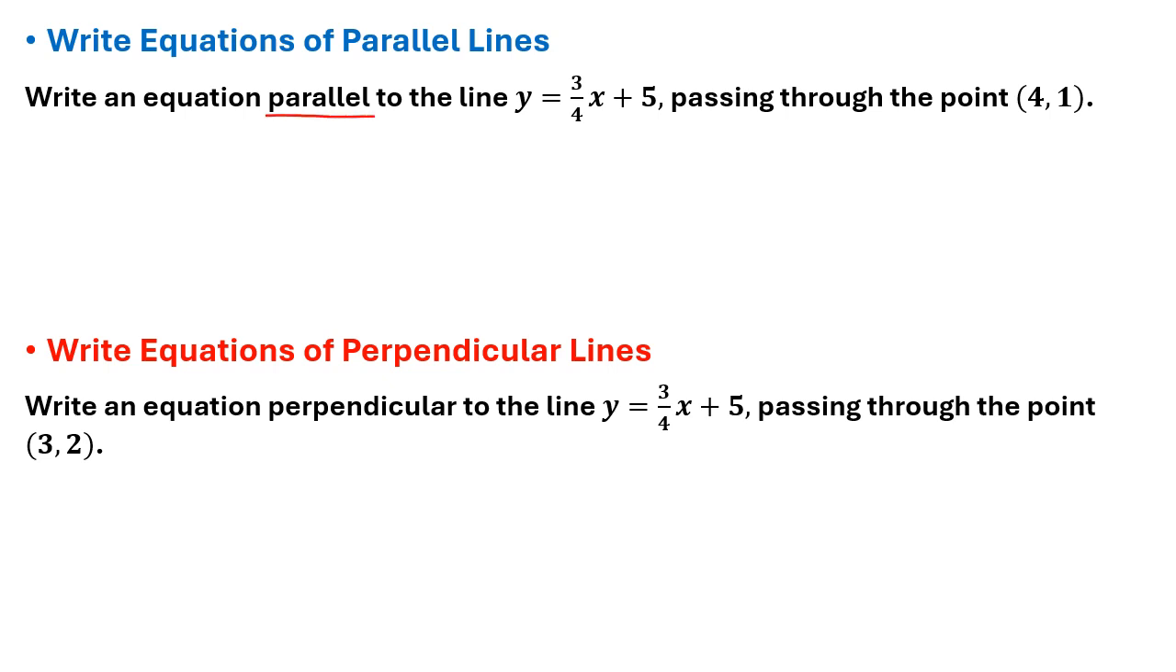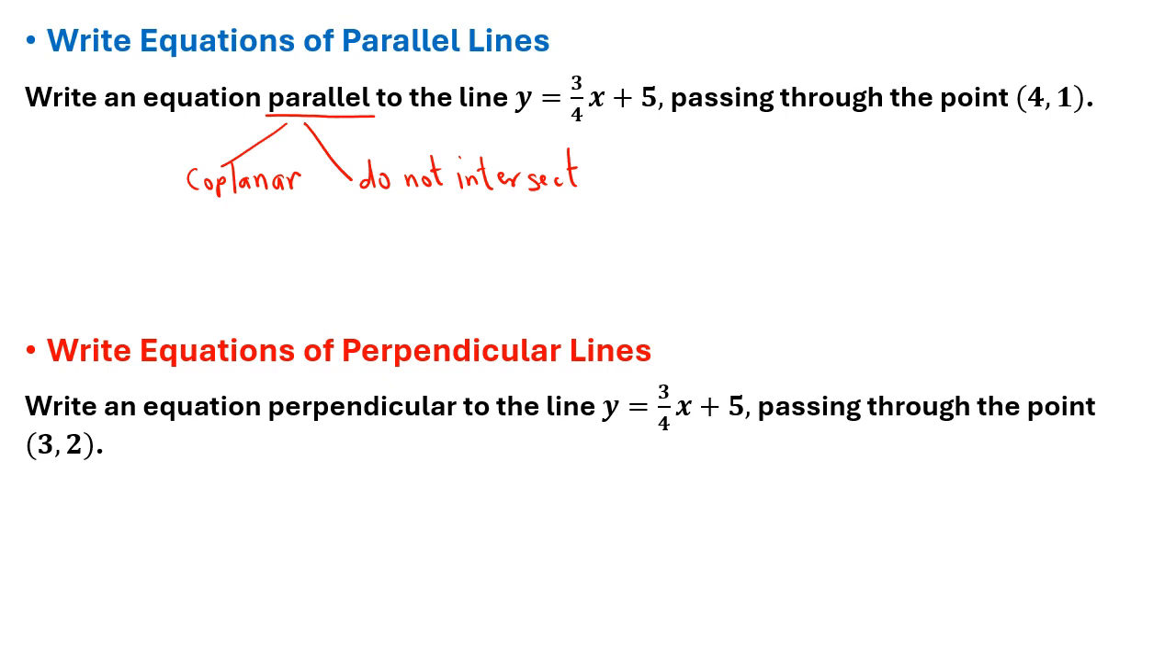So what does it mean for lines to be parallel? If two lines are parallel, they're on the same plane. We're going to see this in geometry. They're called coplanar, meaning that they are on the same plane, and they have the same slope. They do not intersect. So coplanar means they lie on the same plane and do not intersect. That's what parallel lines are.